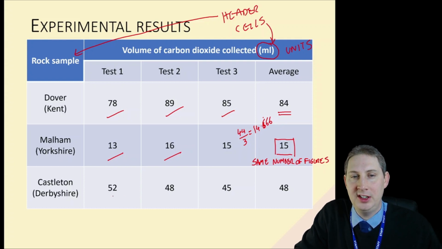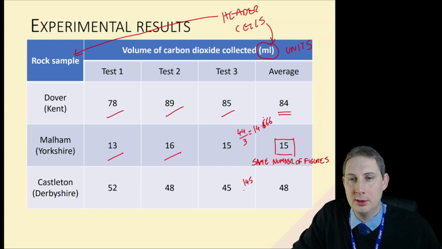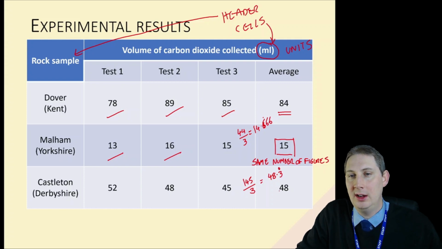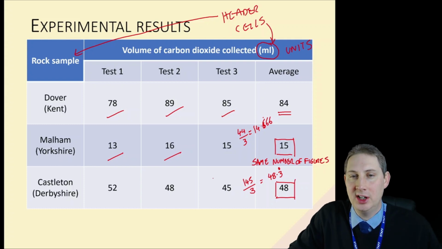Down here, 52, 48 and 45. You didn't see these, but these were experiments that were carried out by Miss Richardson and Mr. Reeves off camera. And again, they average to 48.333. So adding these up, 145 divided by 3 gives you 48.3 recurring. Well, again, we don't write that. We give the nearest integer because these have been recorded. Okay, so we give the same number of figures in our average table.